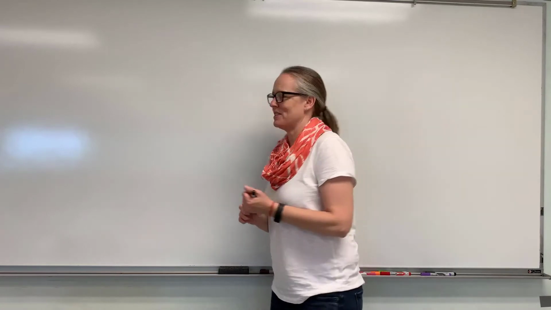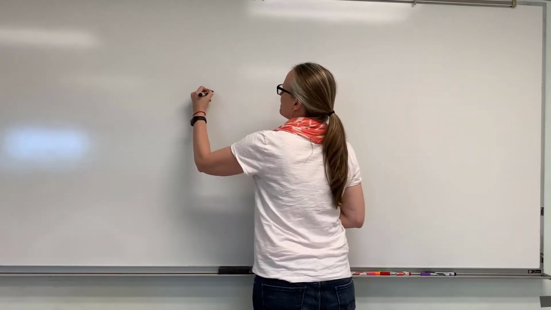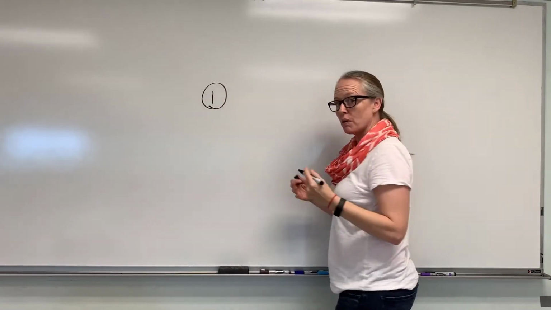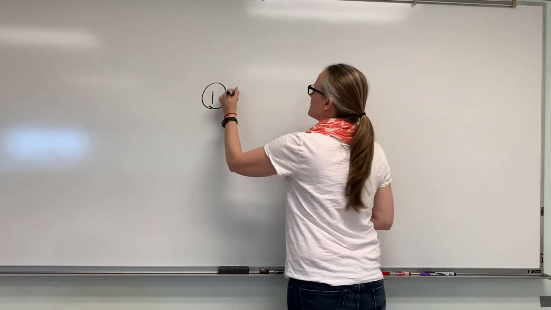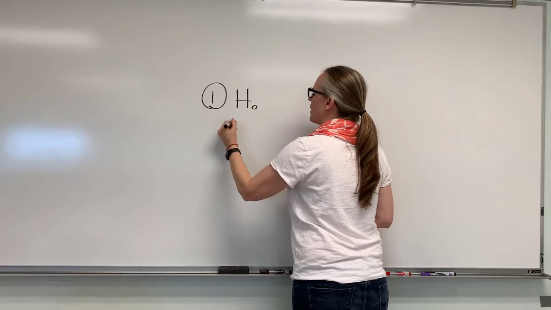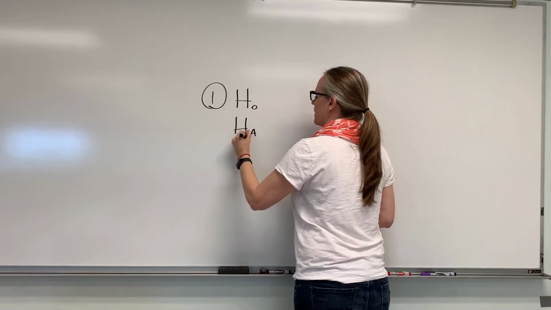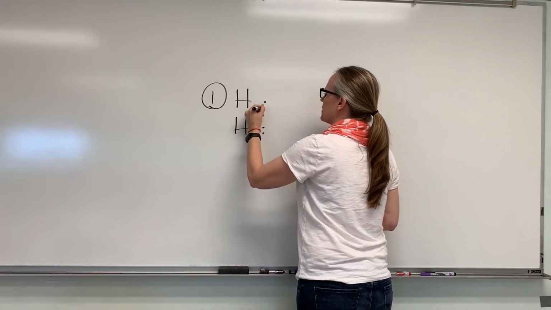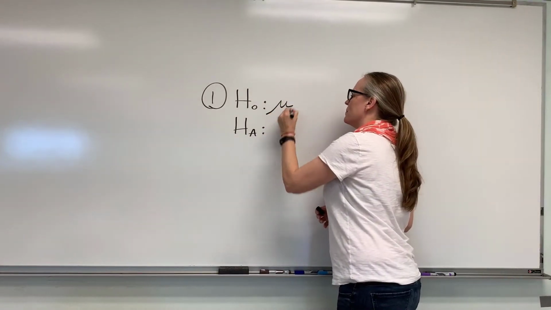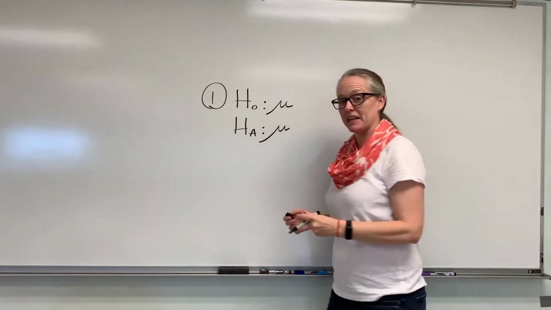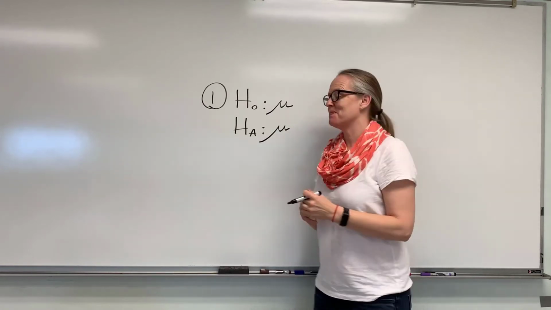Let's write the hypothesis statements for this problem. We've already discussed that the problem revolves around means. So this means that both of my hypothesis statements will involve our friend mu. This is the population parameter for means.